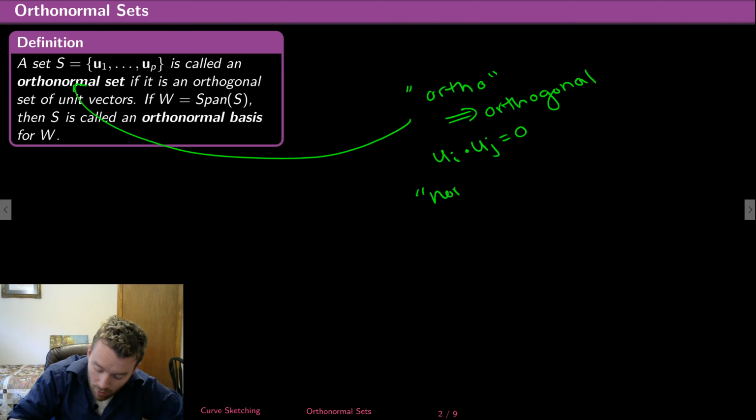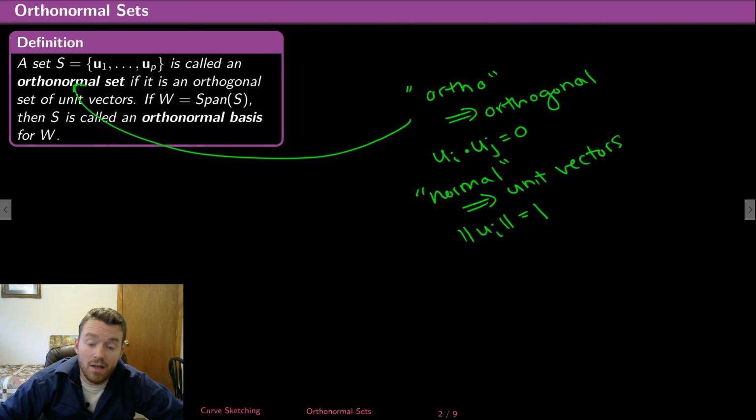The word normal tells me that each of these is a unit vector. And so for this, I just need to check for every ui that the norm of ui is 1. It's usually easier to check if the set is normal, checking that everything is a unit vector, because if I find out that one of these is not, then I automatically know that this is not an orthonormal set.